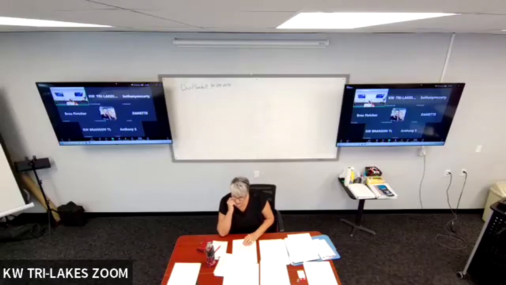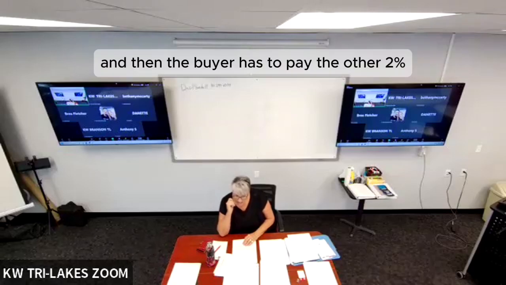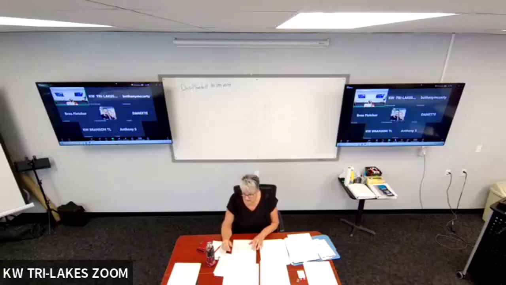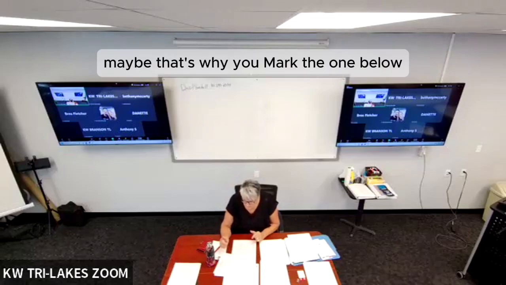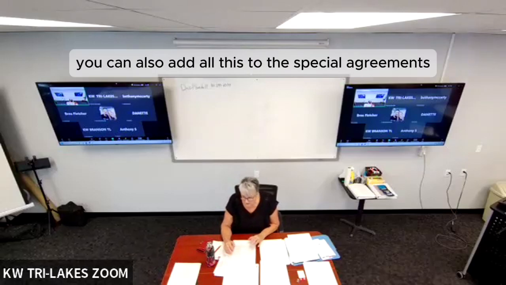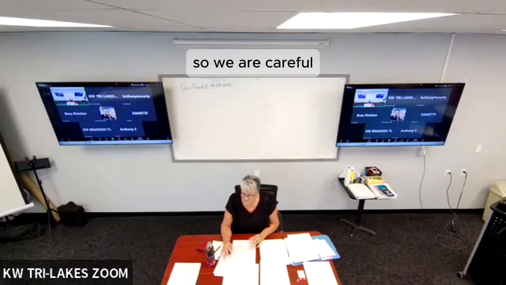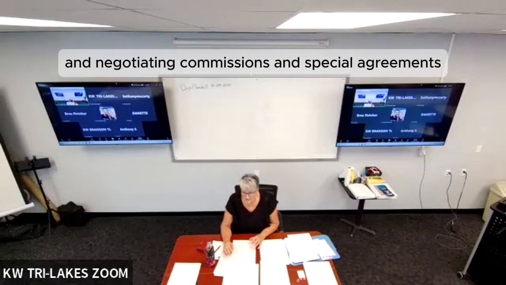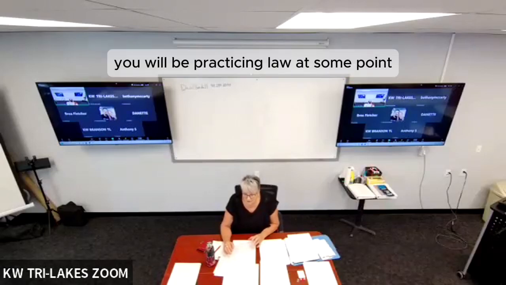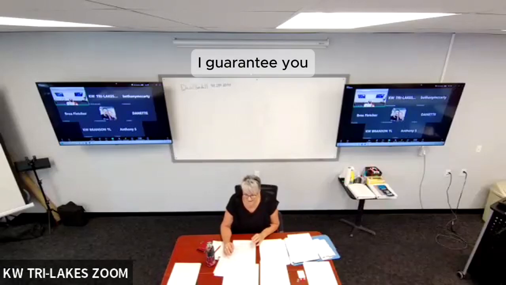If the seller's only paying 1%, and then the buyer has to pay the other 2%, that's why you mark the one below also. By marking the one below, you can also add all this to the special agreements, but be very careful if you're negotiating commissions in the special agreements. That's why we have the writer. You will be practicing law at some point, I guarantee you.